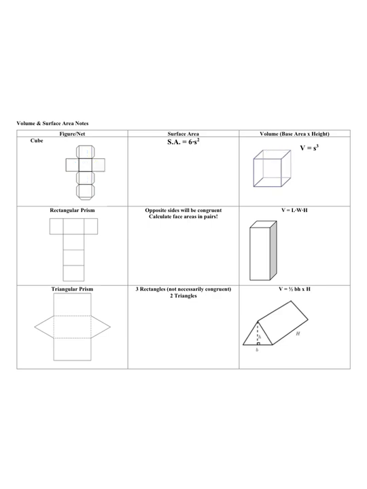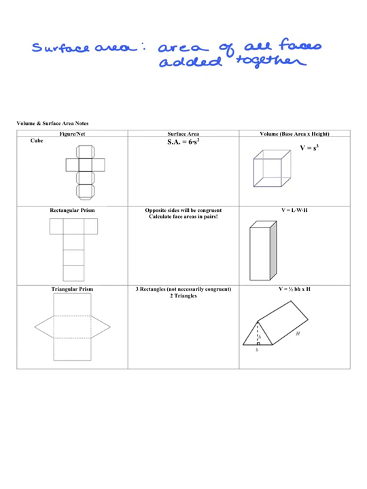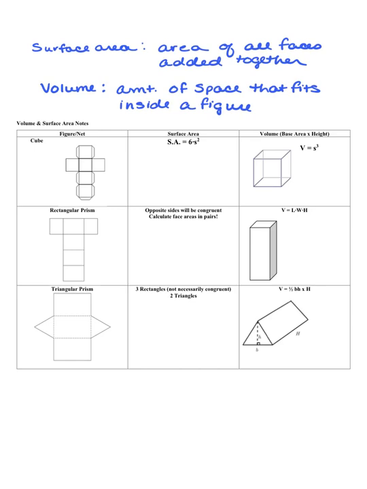So what I'd like to do now is talk about how we calculate surface area and volume. Surface area is just the area of all of the surfaces of a 3-dimensional solid added together. And volume is the amount of space that we can fit inside of the figure. All of our measurements for surface area are going to be in units squared. It's an area measurement. And all of our units for volume are going to be units cubed.